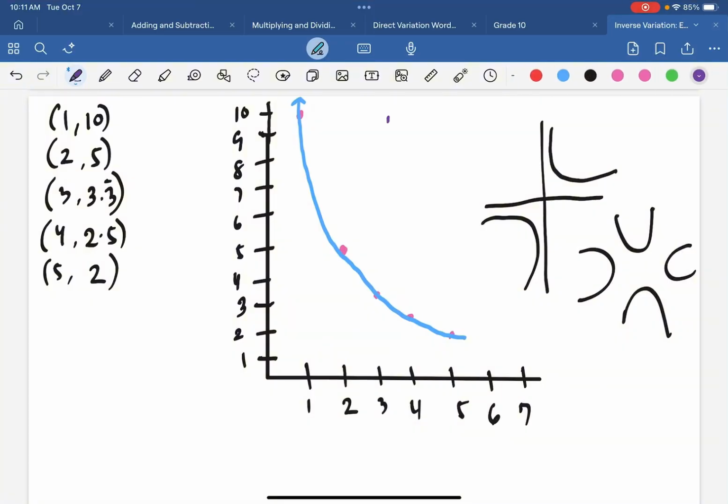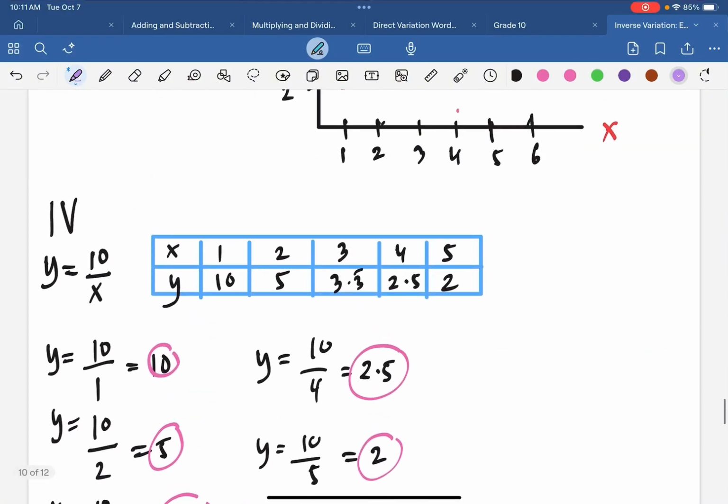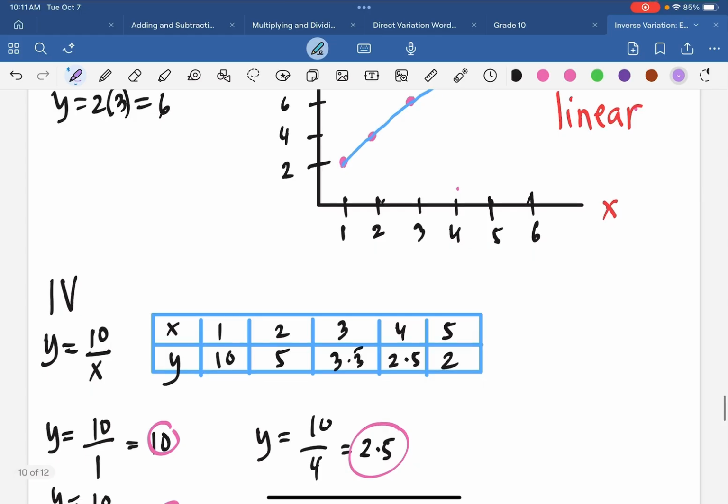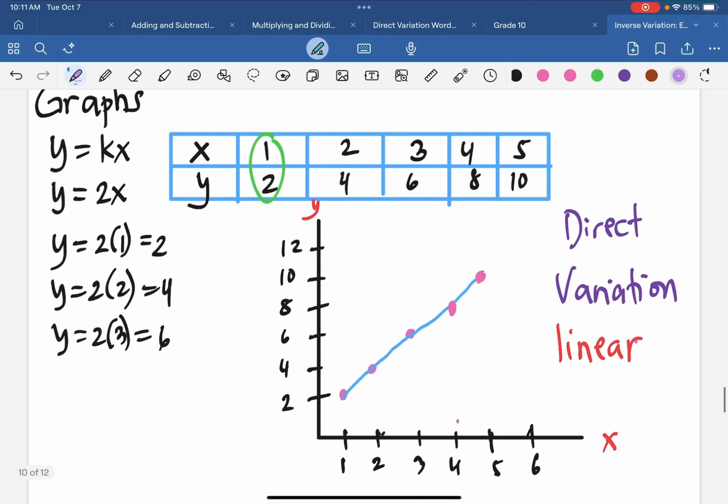So for inverse, this one here is hyperbolic, whereas for a direct variation, it is linear. And that's it for today's lesson. I hope you learned something.